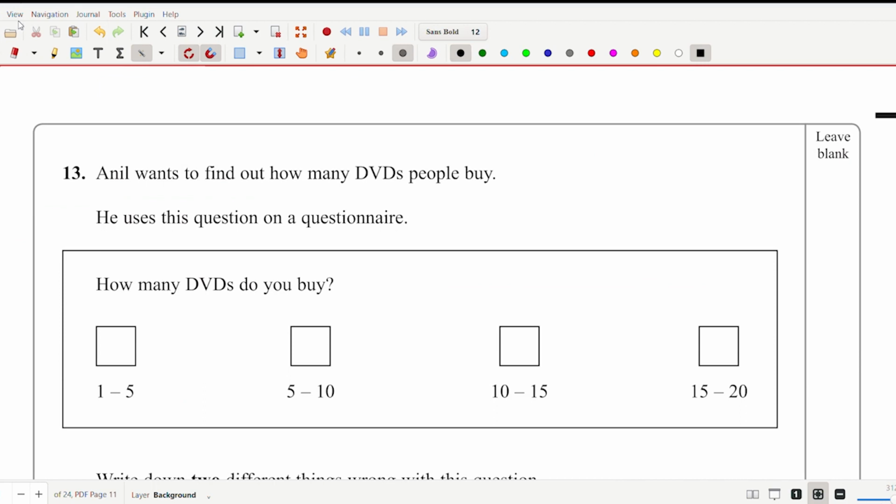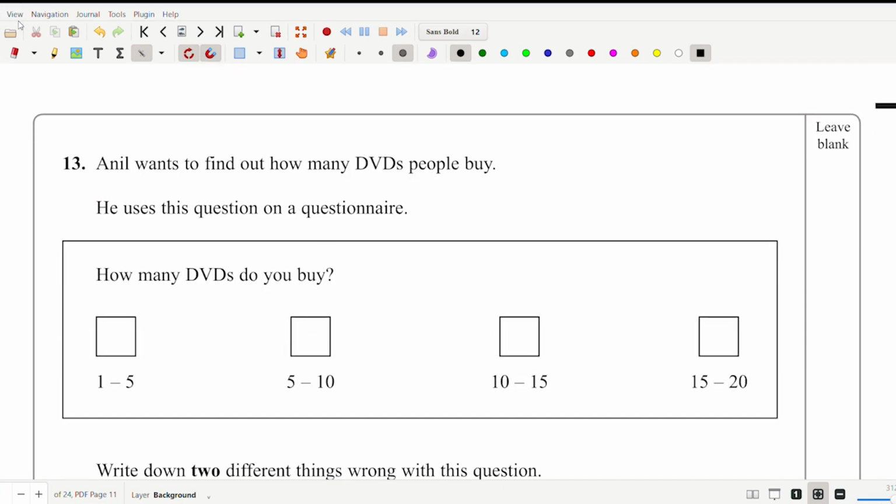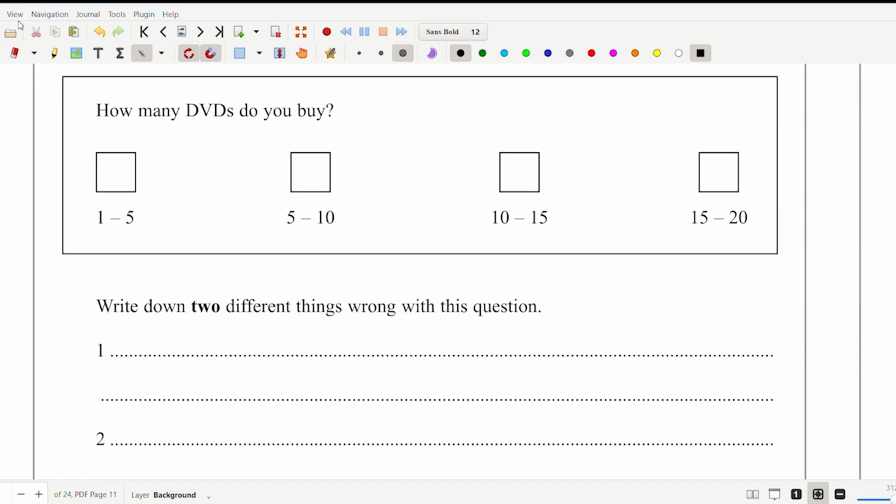Anil wants to find out how many DVDs people buy. He uses this question on a questionnaire. This is simple. This is a similar question to one we have seen in 2009. So write down 2 different things wrong with this question. How many DVDs do you buy?